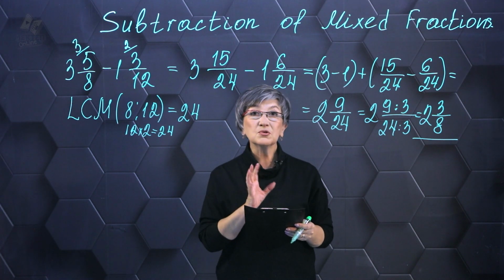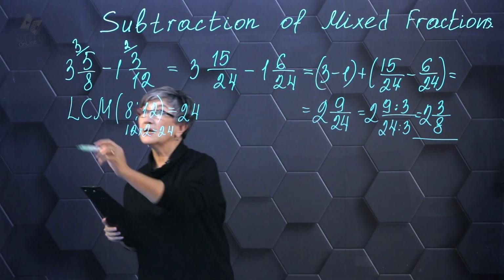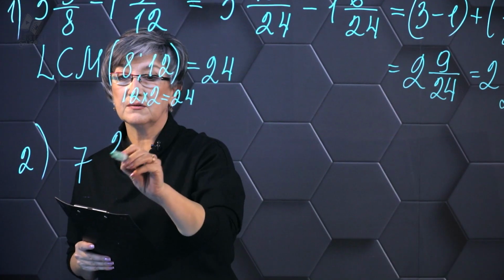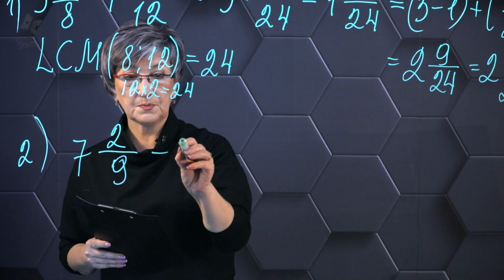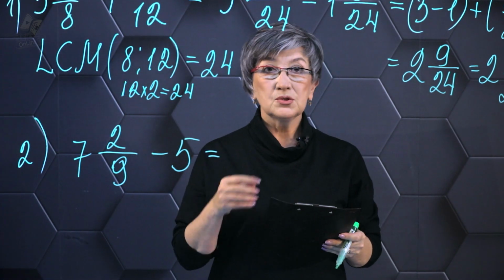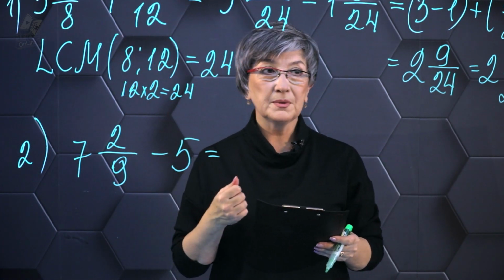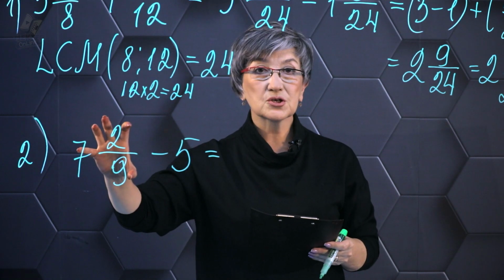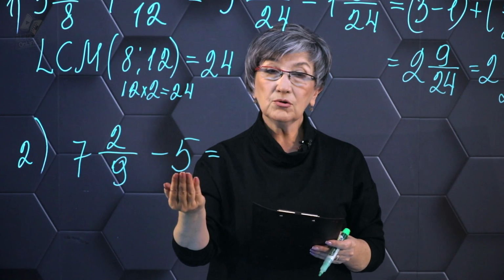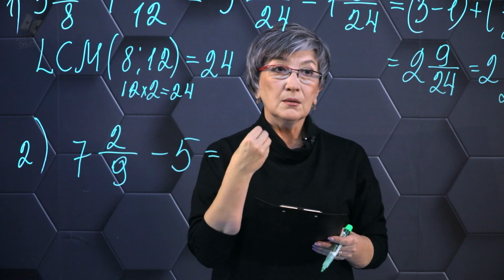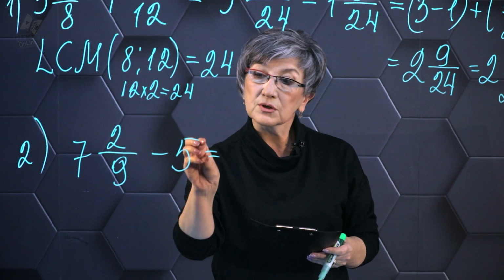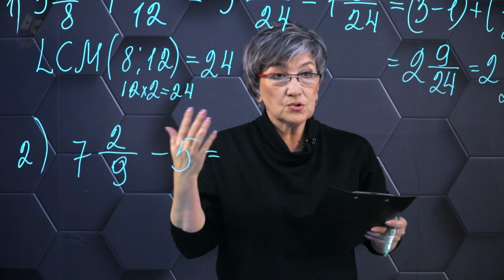Now let's look at a slightly different example. So that was the first example, and now the second example. 7 2/9 minus 5. What do we do here? What's the difference between these two examples? The thing is that the first number is a mixed fractional number, and the second number is just a natural number, so I don't have a fractional part here. So what if there is no fractional part?